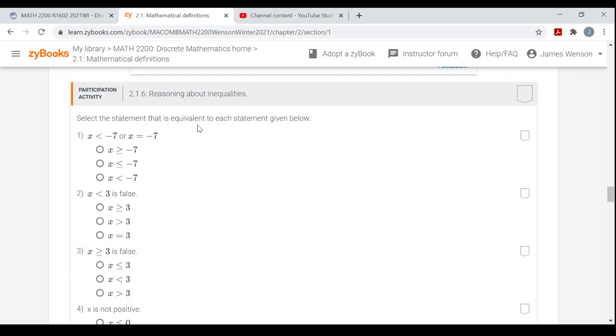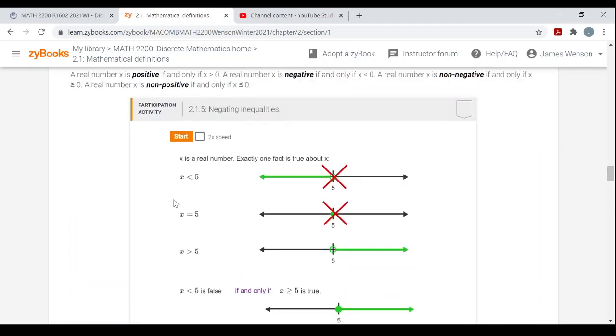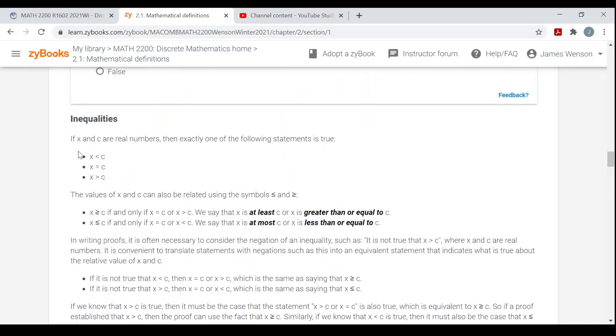Select the statement that is equivalent to each statement below. X is less than -7 or x is equal to -7. You've seen the less than or equal to symbol, I hope, by now. X is less than or equal to -7. X is less than 3 is false. What's the opposite of x is less than 3? Remember, this is key up here. One of these three things has to be happening, and if one of them doesn't happen, then the other two are possible.